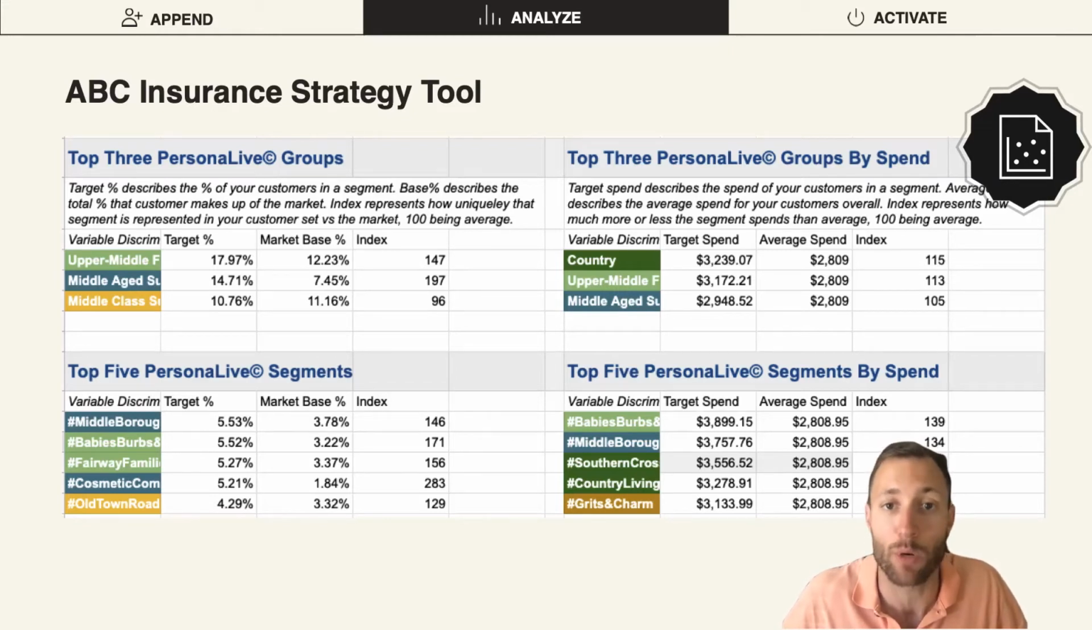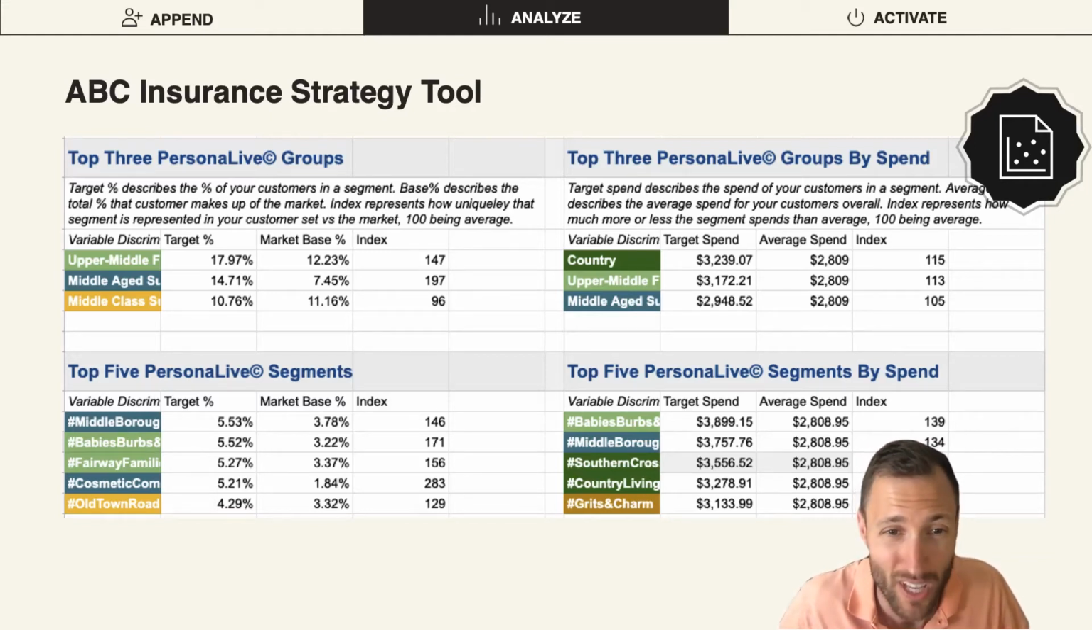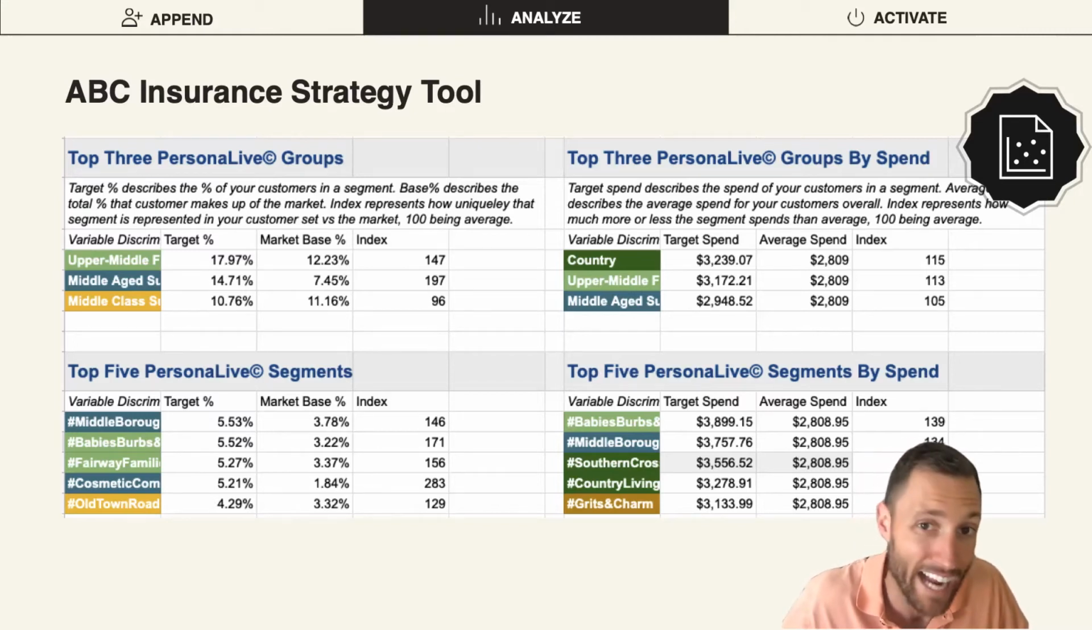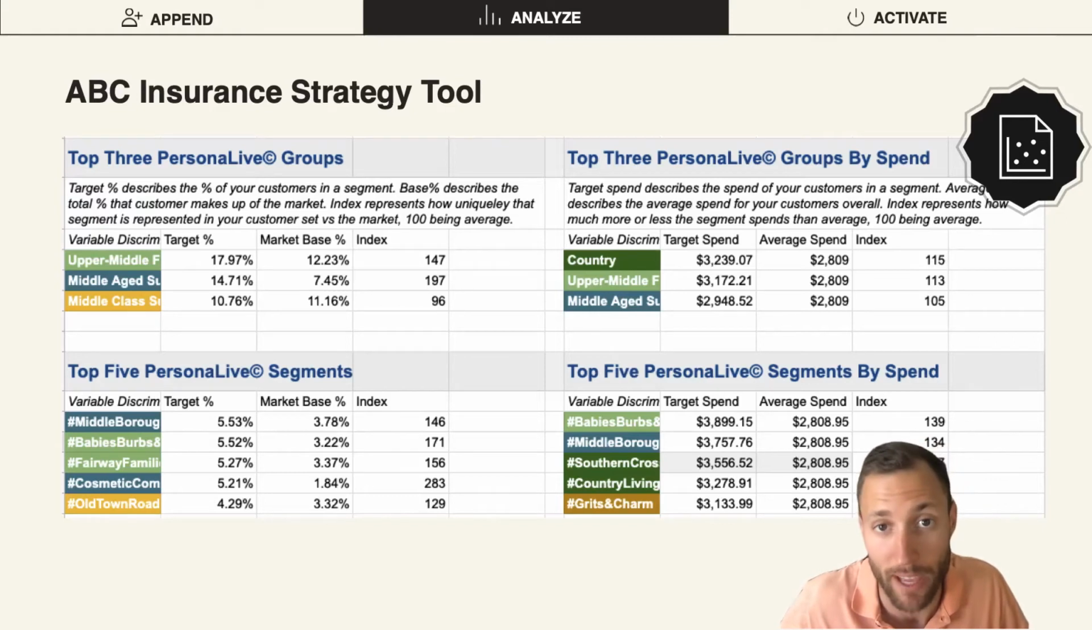So we can see how much of those people we're actually getting in the affinity here. With middle-aged suburban, for example, they don't make up that much of the market, but they have a very high affinity, a higher index than upper middle families, which is the highest percentage that we have.